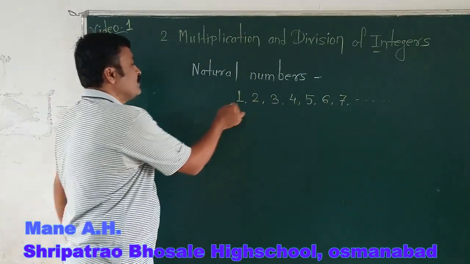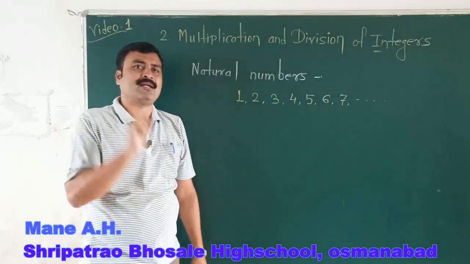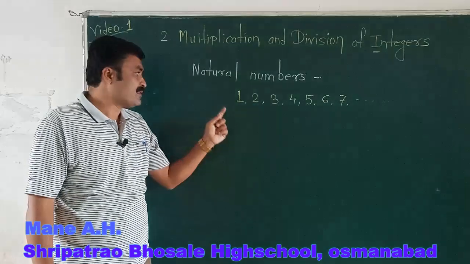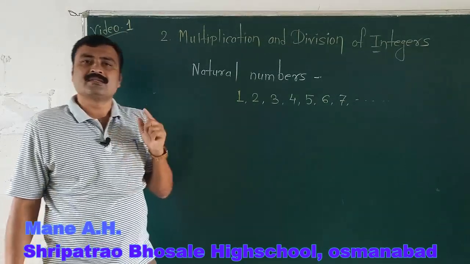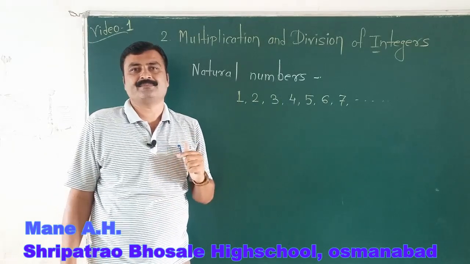Now about natural numbers, we made two statements last year. You can remember those two statements. The first statement is that the smallest natural number is 1.